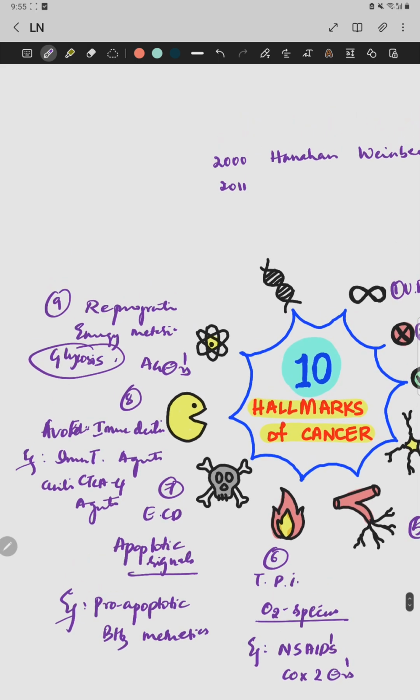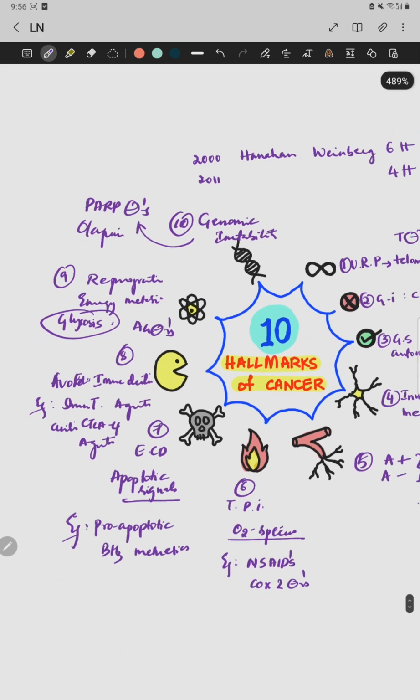Now next one is genomic instability and mutation. If there is faulty DNA repair, that leads to genomic instability. To target this, we can use examples like PARP inhibitors, olaparib, and others.